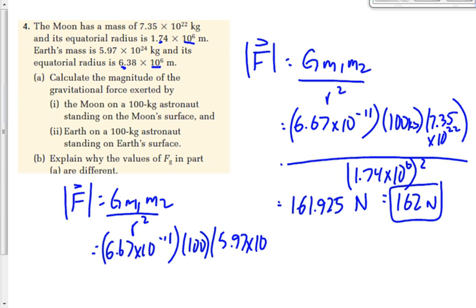Make sure you use the mass of the Earth here and the radius of the Earth. Do this one lightning fast in our heads. It's going to work out to be somewhere around 981. Is it? What's the number there? 978.